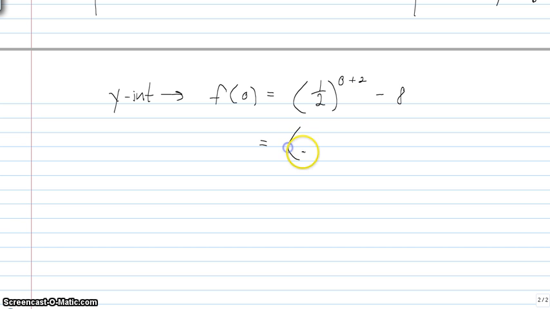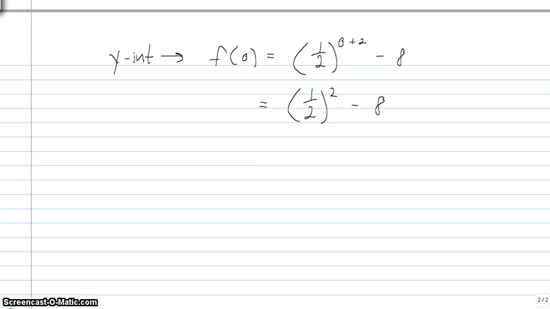Right, so this is 1/2 squared minus 8. When we square 1/2, we get 1/4. I need the common denominator, so it would be 1/4 minus 32/4. So we can do that, we're okay. 1 minus 32 is negative 31/4.